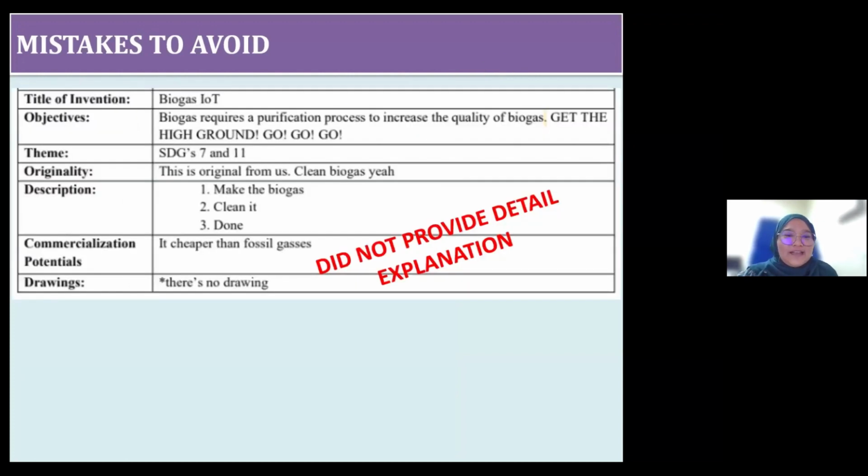Okay, so this one as well. See, they did not provide a detailed explanation. Looking at that, the title is, for example, biogas IoT. And then they mentioned the theme, but they didn't elaborate. They didn't tell us who their target beneficiaries are, for example. Okay, looking at originality, they wrote "this is original from us."